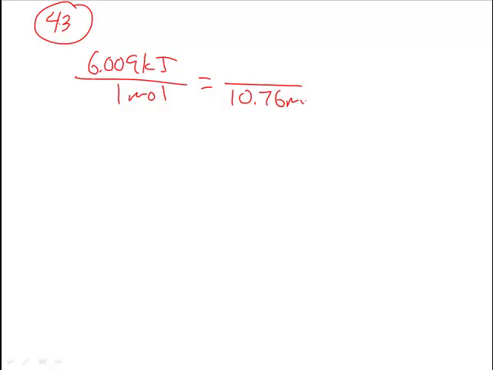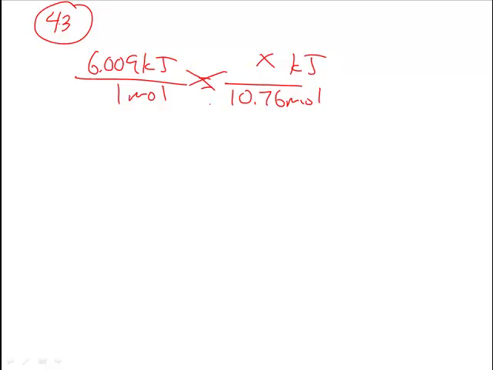All right, on question 43, we'll look at this first because this deals with the molar heat of fusion. For water, this is 6.009 kilojoules per mole. And it says how much energy would be required to melt 10.76 moles of ice. So 10.76 moles, you want to know how much energy. So this is the easiest way to do a problem like this. You set up a proportion.